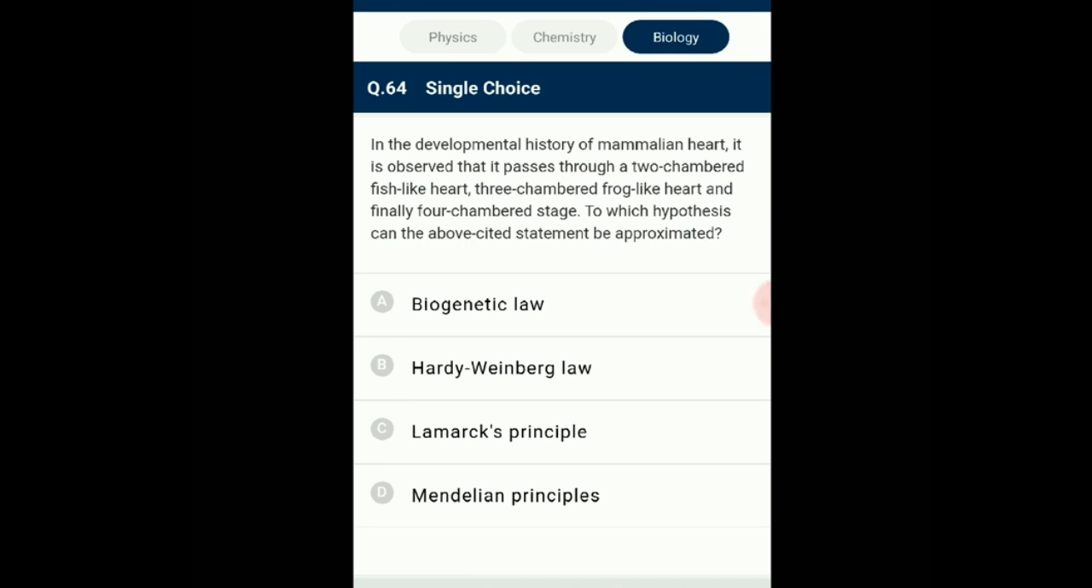The biogenetic law theorizes that the stages an animal's embryo undergoes during development are a chronological replay of the species' past evolutionary forms. The biogenetic law states that each embryonic developmental stage represents an adult form of an evolutionary ancestor. According to the law, by studying the stages of embryological development, one can understand the history and diversification of life on Earth. So the answer is option A, biogenetic law.